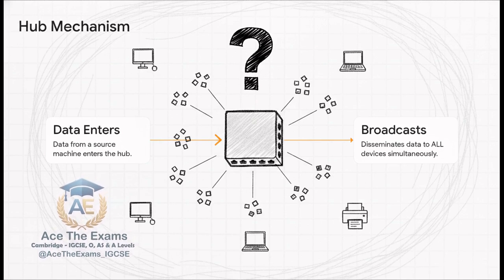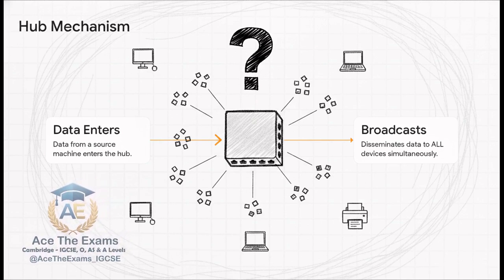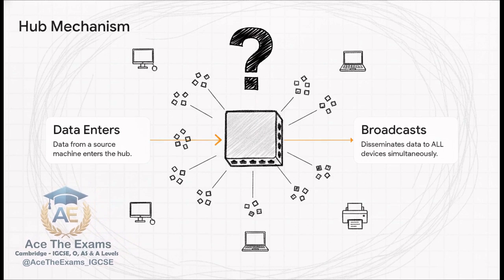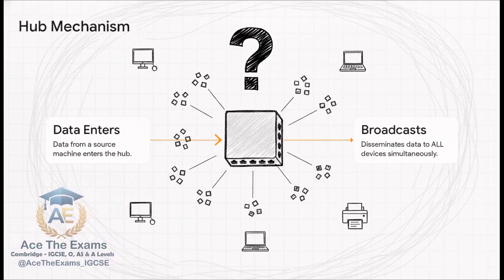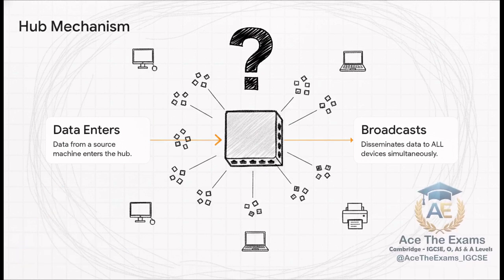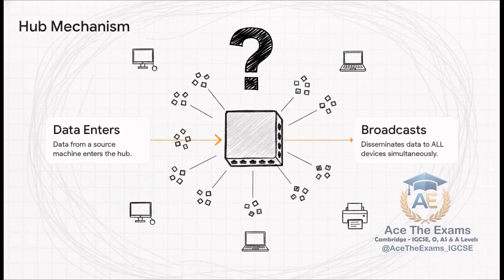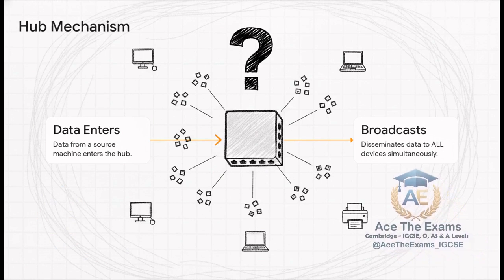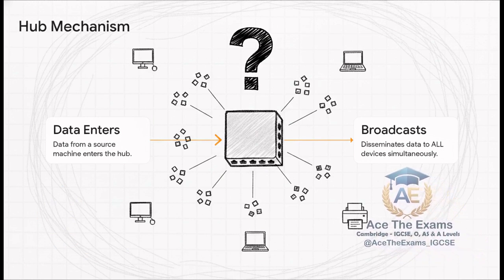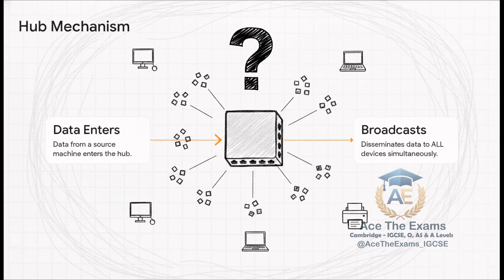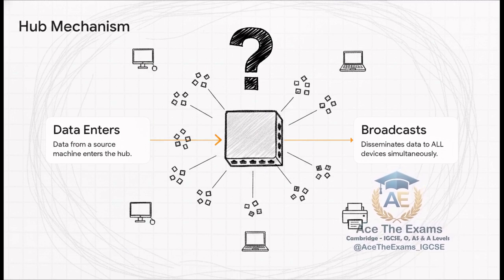Let's look at the humble hub. A hub basically operates on a broadcast network principle. Imagine some guy standing in a silent library with a megaphone. That's exactly what a hub is doing. Here is the mechanism. Step 1. Data enters from a source machine. Step 2. The hub literally lacks the intelligence to know exactly who that data is meant for, so it simply duplicates it. Step 3. It blasts that information to all connected devices simultaneously.